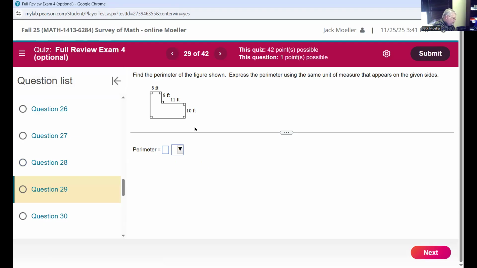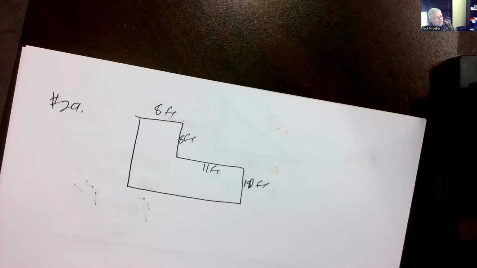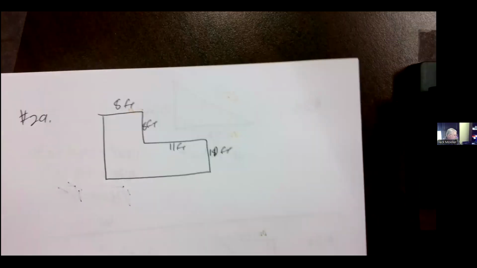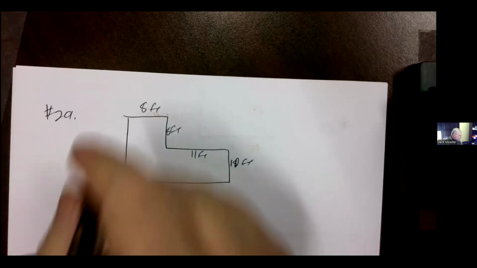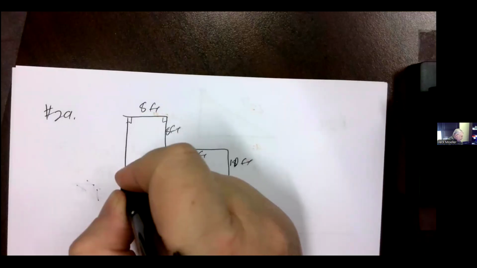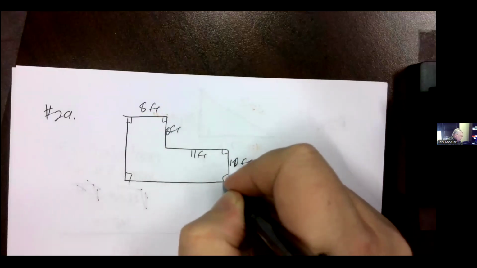Let me draw this picture and then we'll get in detail. So that is 8 feet. That is 8 feet. This is 11 feet. 16 feet. So how do we get the perimeter of this object? Oh, and there are right angles all over the place that I didn't draw. What all those right angles tell you is that these are all rectangles.